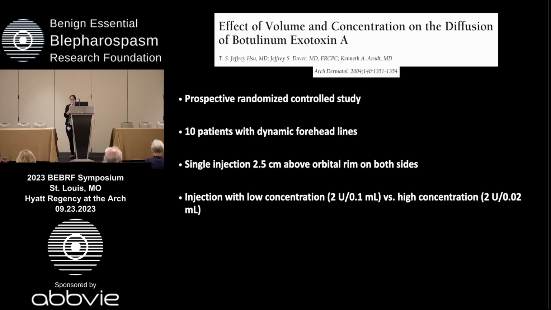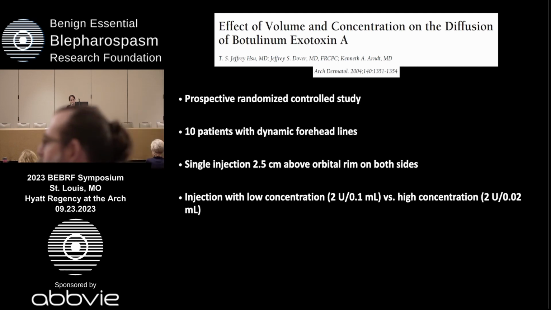There's also several studies in the dermatology literature that haven't looked at blepharospasm specifically, but just looked at the effects of varying the volume and concentration of a Botox injection in terms of diffusion of that neurotoxin through the tissue that you're injecting. So how much tissue is actually being affected by the injection.